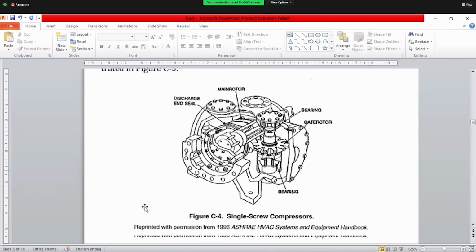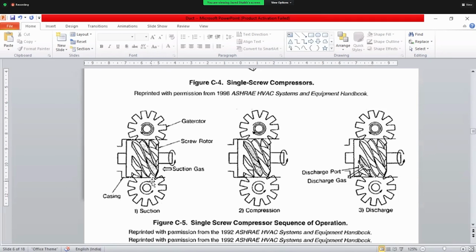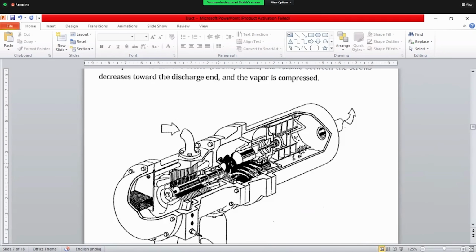Here there is one rotor and two support gears, but here there are two rotors, both moving in opposite directions, and it compresses here. So here also the same. There is a gear profile here, it sucks in here and compresses, and then it leaves the compressor as high temperature, high pressure vapor.